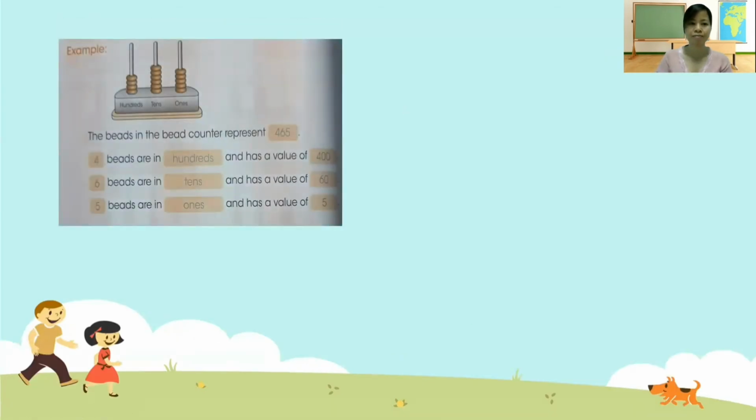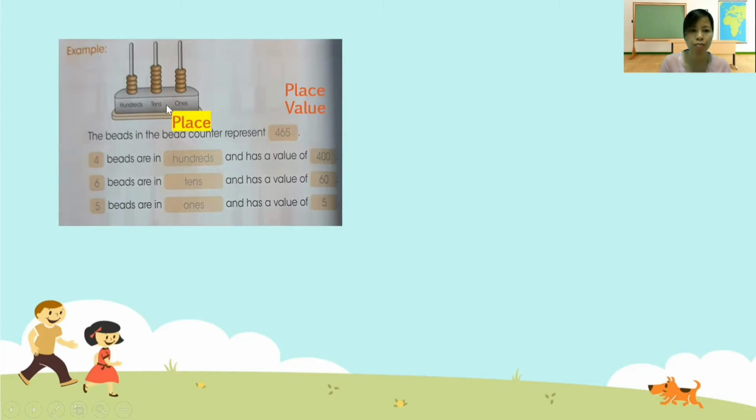We have here beads that represent numbers. We have here place and place value. As you can see here, in the hundreds, we have 1, 2, 3, 4 beads. 4 beads are in hundreds and has a value of 400. 400 is the place value of 4.